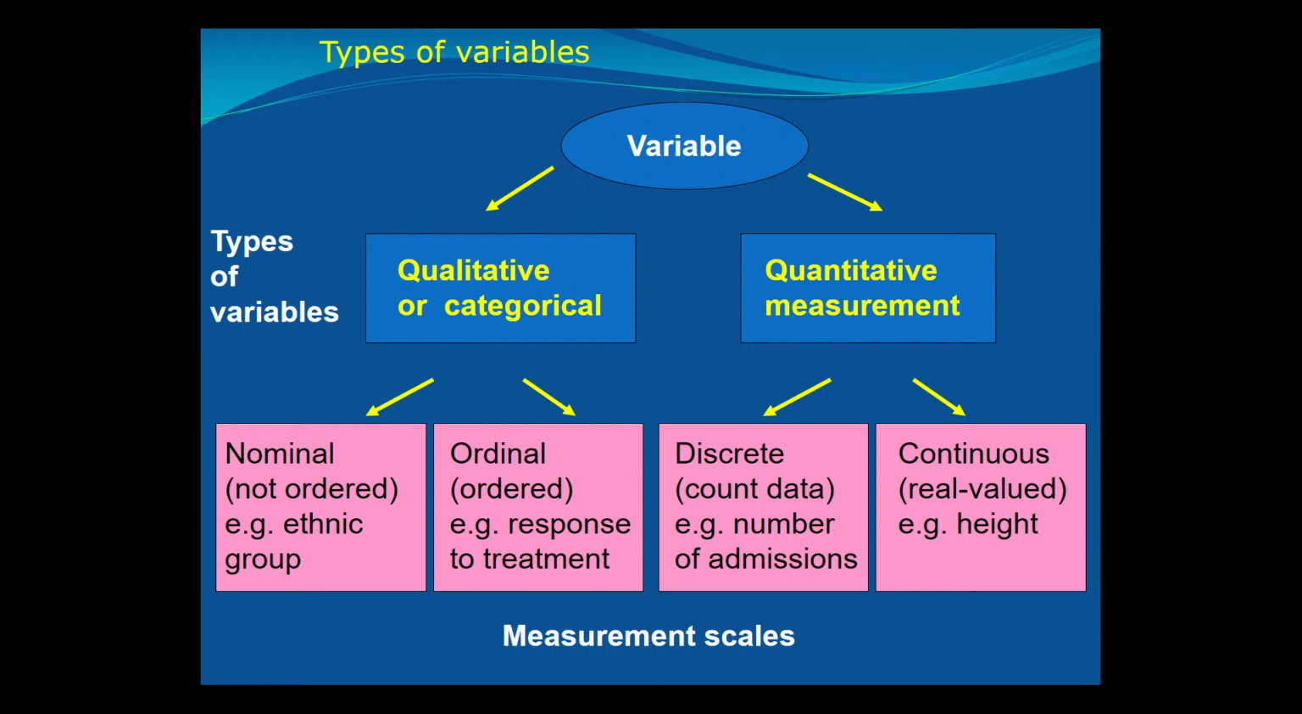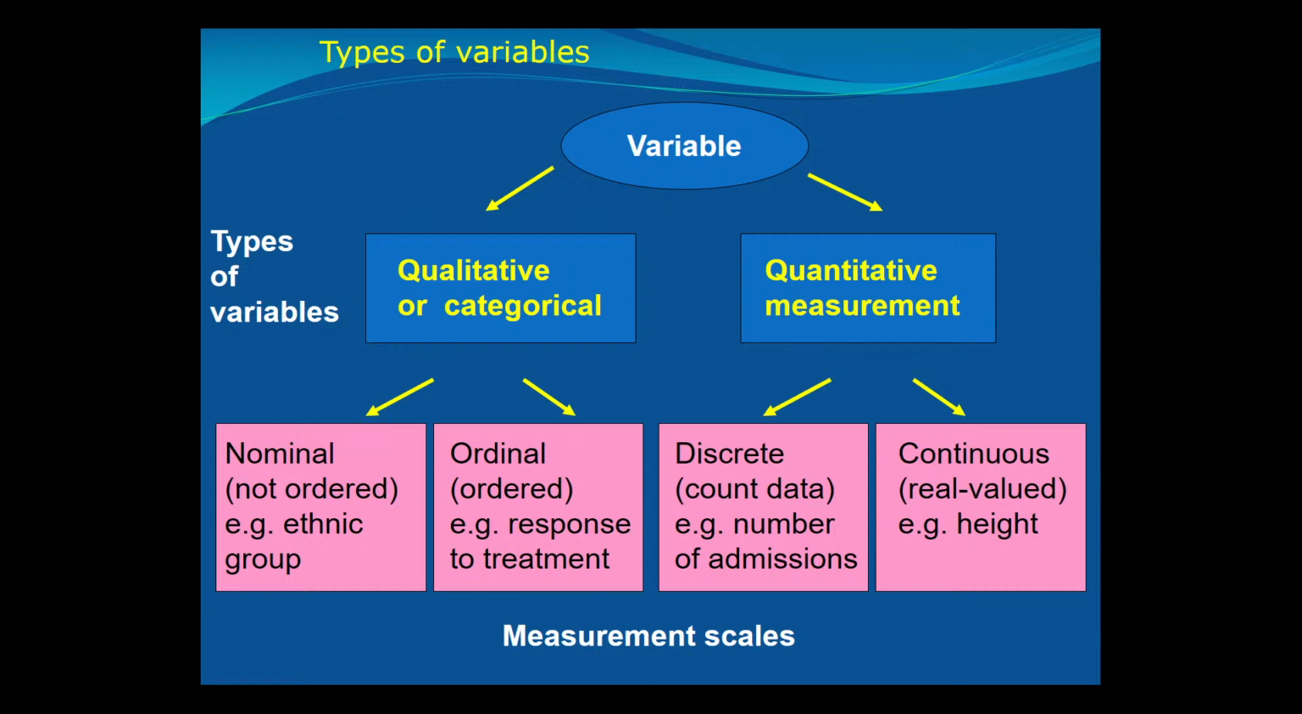Qualitative variable describes quality of the variable. There are two groups in categorical variable, nominal and ordinal. The difference between nominal and ordinal is the order. Does order apply or not? Nominal, not ordered variable, and ordinal, ordered variable.